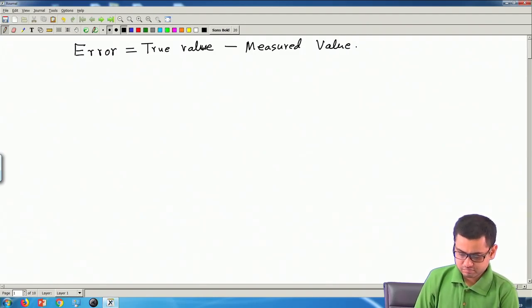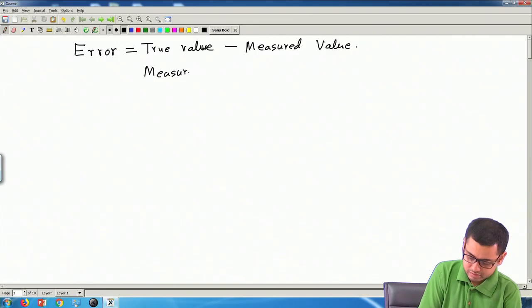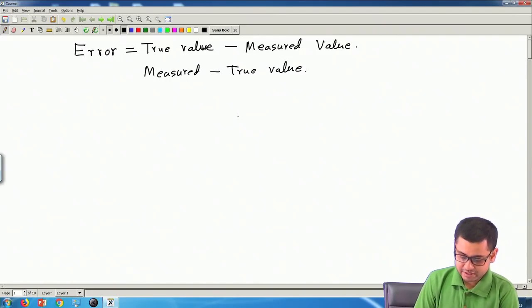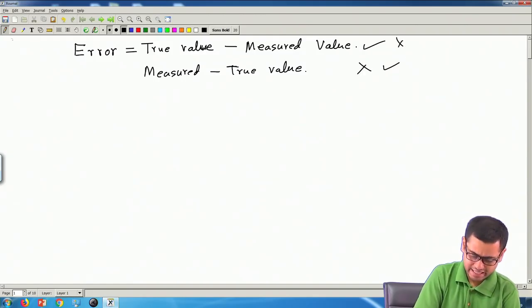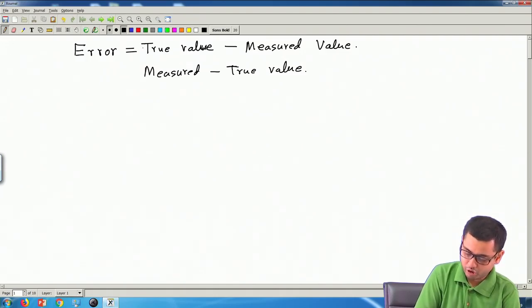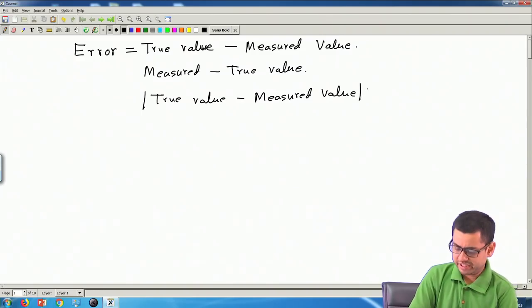Okay. And I mean, often people also write it as measured value minus true value. So both definitions are used in practice, depending on the situation. You should not be stuck with the idea that this is the right definition and this is the wrong definition. It's not like that. In practice we use both definitions depending on the situation. So either is okay, and if you do not bother about the sign, you can just put a mod, the mod of true value minus measured value. All these definitions are used depending on the situation.